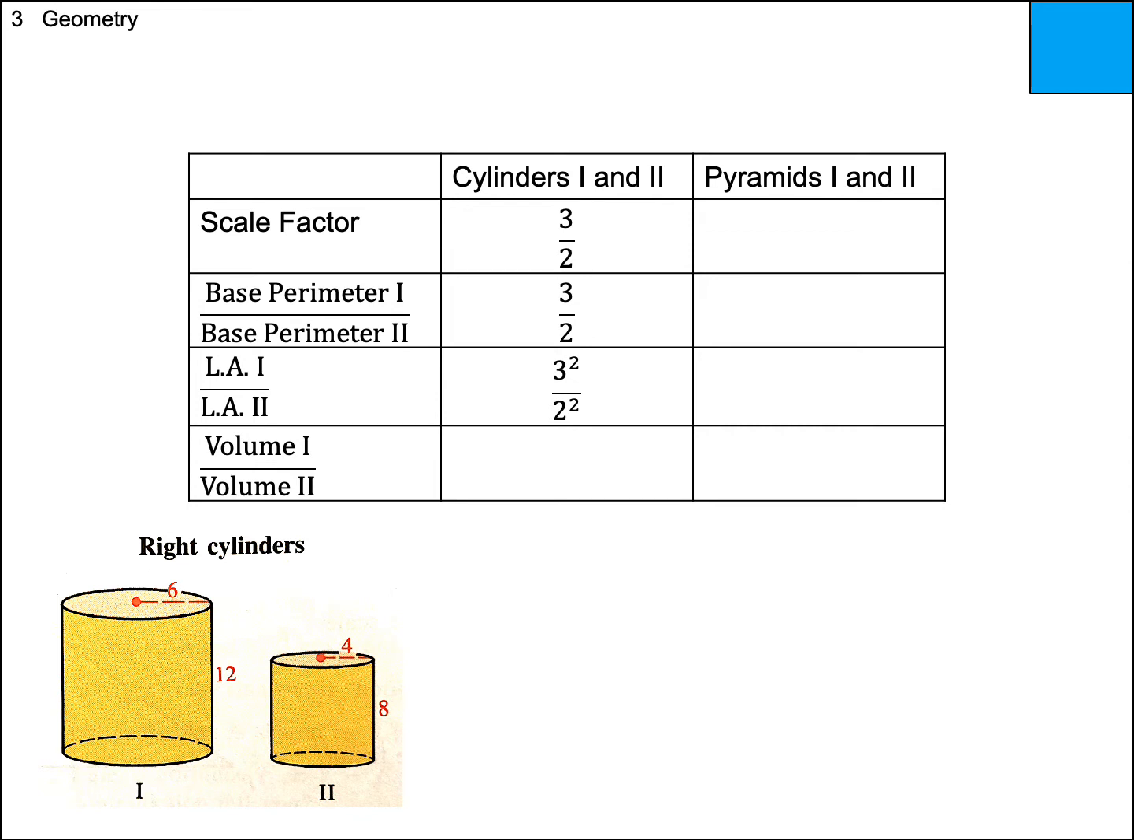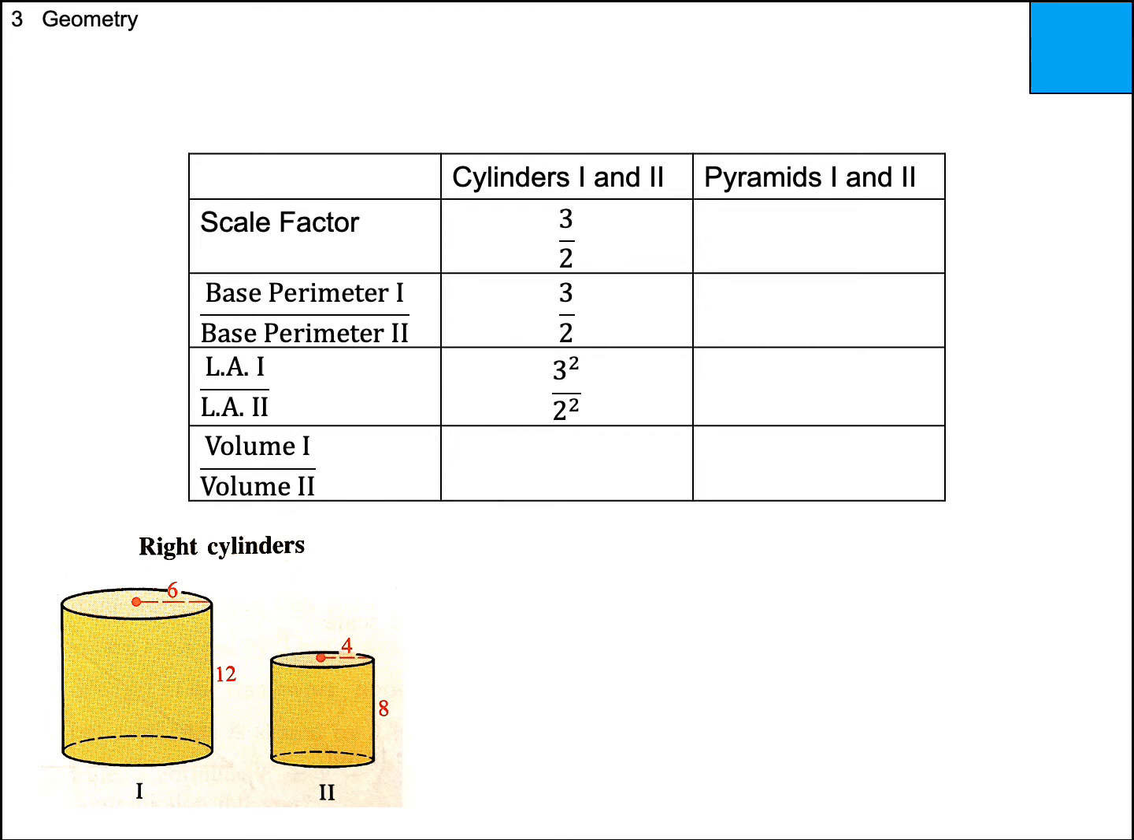Okay? If that's truly what's going on here, then when we do it for the pyramids, we should get the same answer. Not 3 squared over 2 squared, but the scale factor squared. Okay? All right, how about volume? Anybody want to wager a guess? If the lateral area was big 1 squared over little 1 squared, what do you think the volume is going to be? Okay, that's a good guess. Let's see if you're correct.